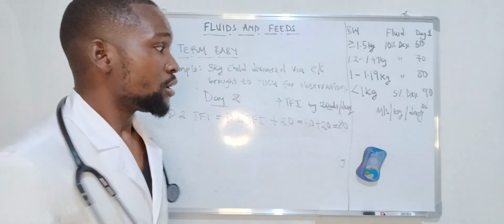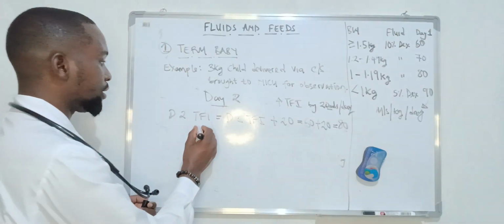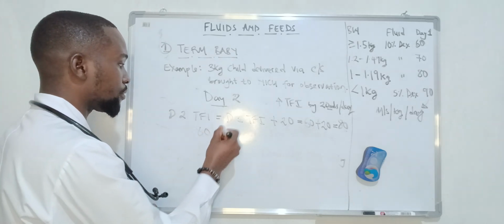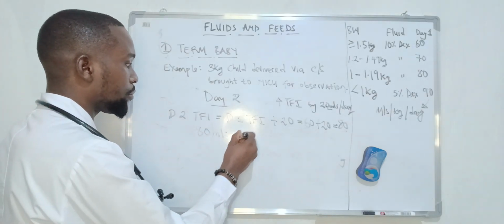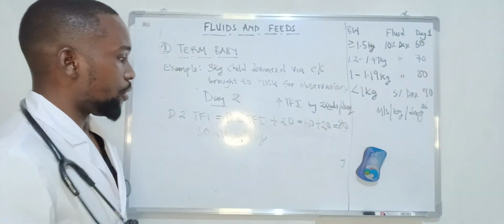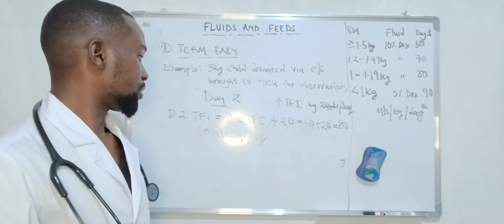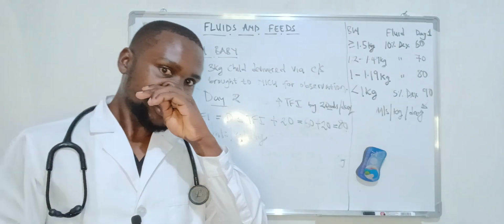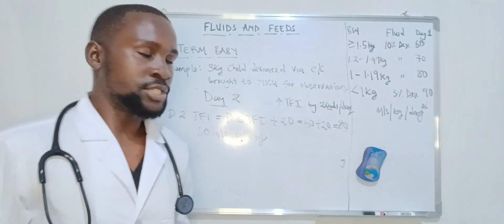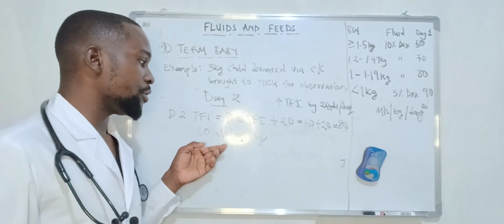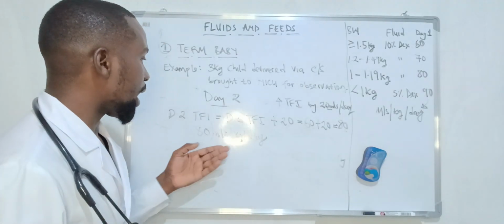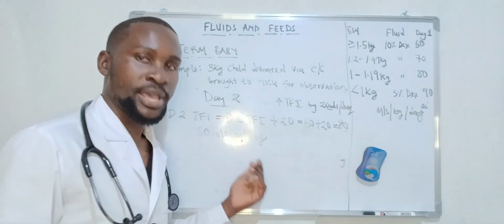Now, this is 80, the child is supposed to receive 80 mils per kg per day. Now here, how do we go about this? Remember, our child is 3 kgs. Our child is weighing 3 kgs, which means we're going to say 80 mils per kg per day multiplied by 3. So when we say 80 mils per kg per day, we multiply by 3.